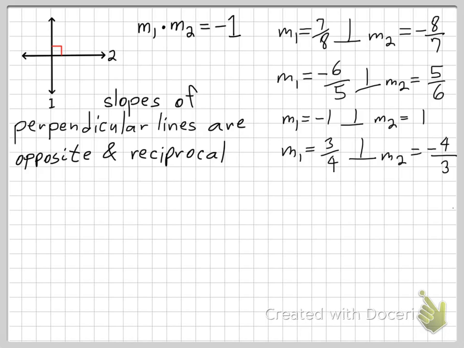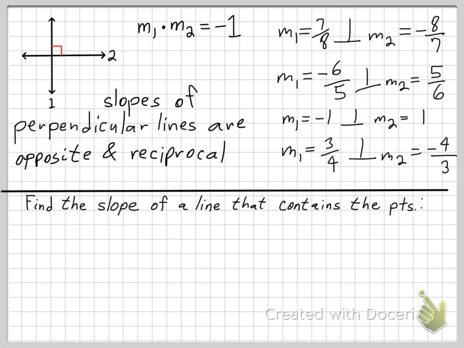Right? So, let's do some problems. Find the slope of a line that contains the points (6, 4) and (4, 0). So please write down this prompt. You can pause it at any time if you'd like to. So I'm going to call (6, 4) point 1. It's going to be my first point on the line.